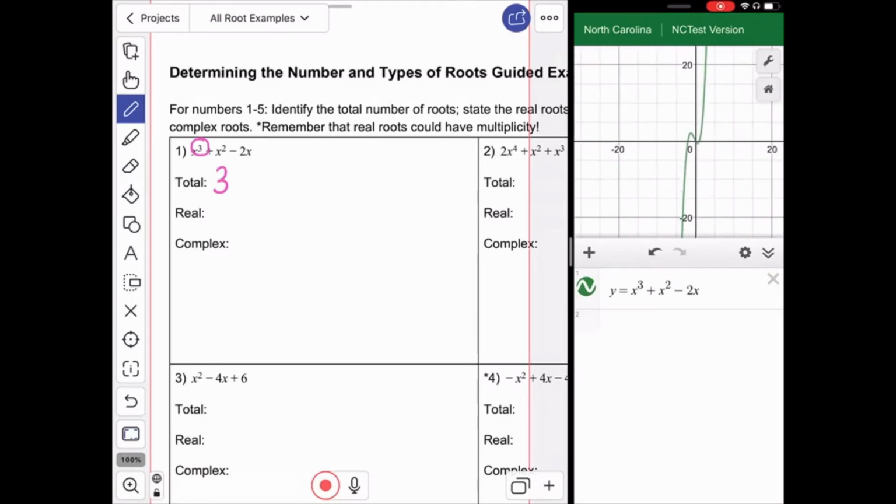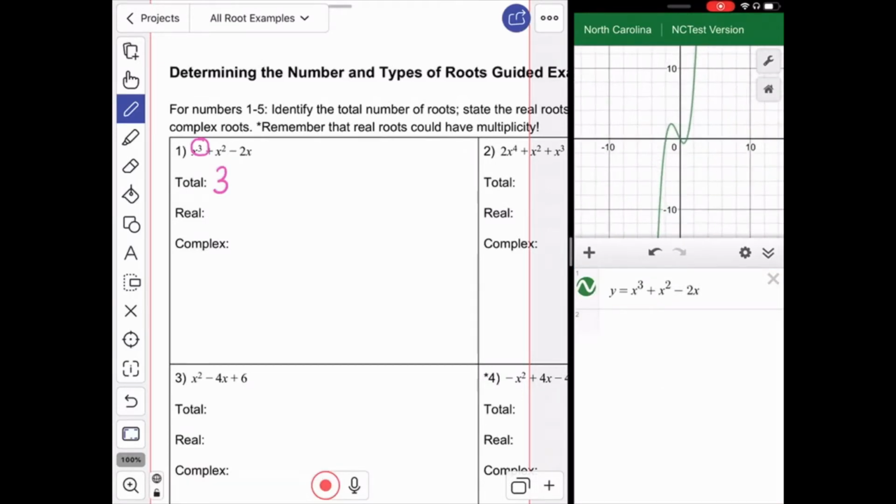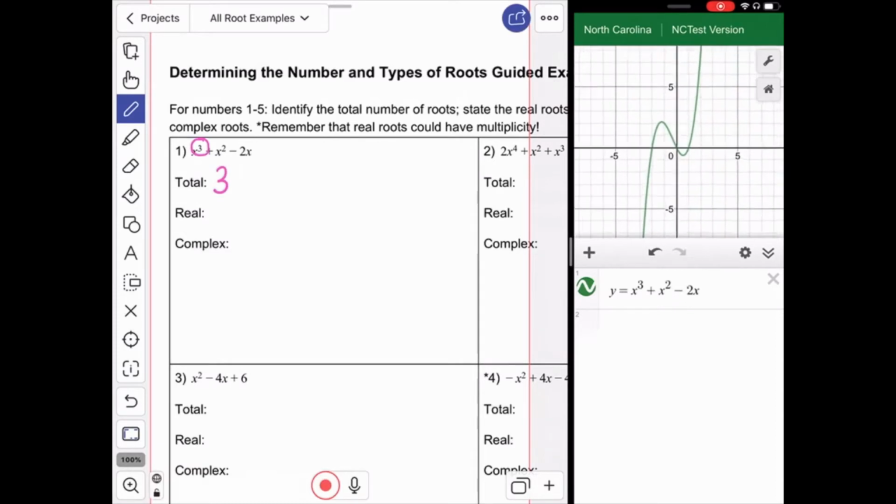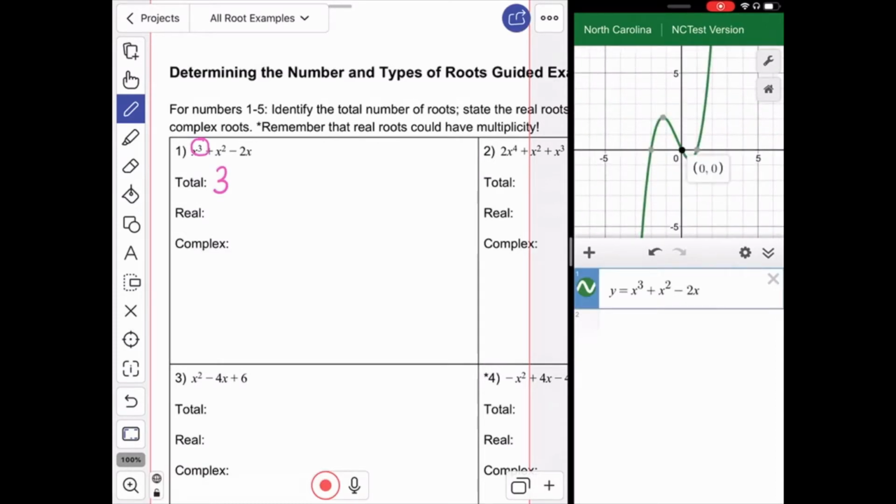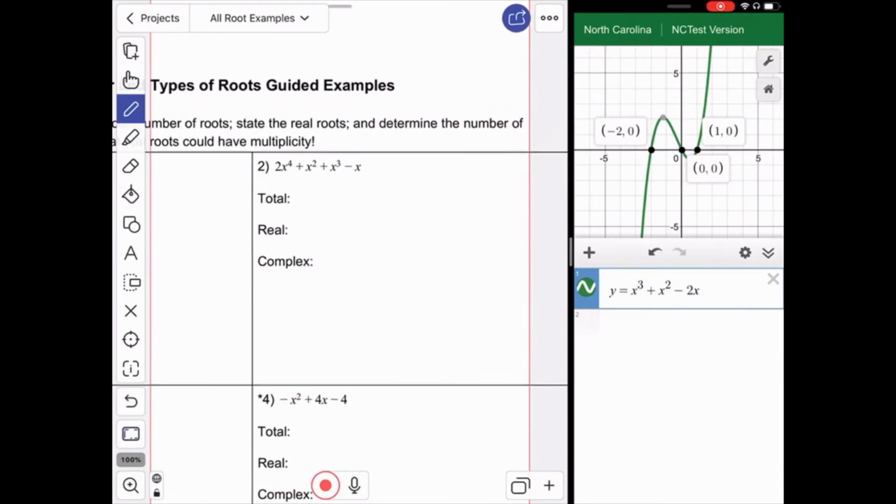So I'm going to zoom out, make sure I don't see anything outside of my regular window, and I can see that it crosses the x-axis 3 times. All of those are crossing, so we have single multiplicity on all of them. So we have 3 real roots, which means we have 0 imaginary. Okay, and for number 2.